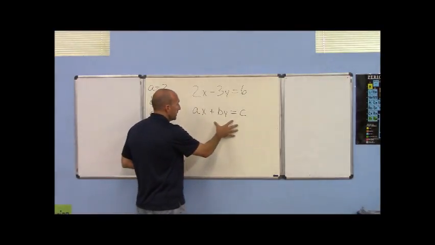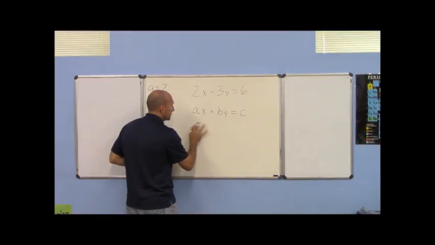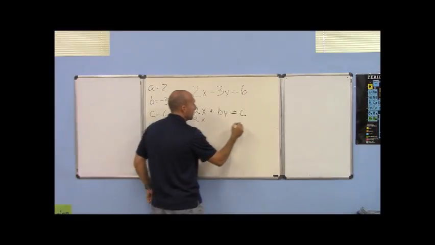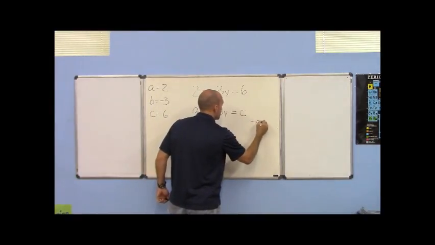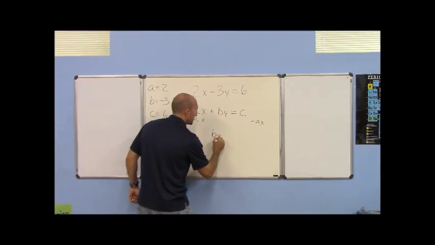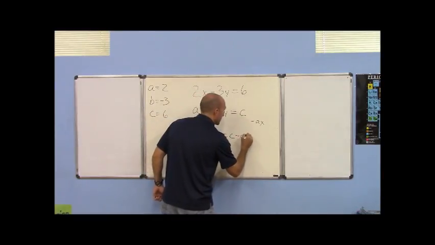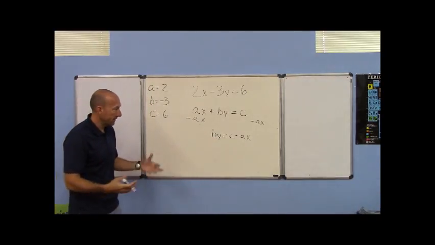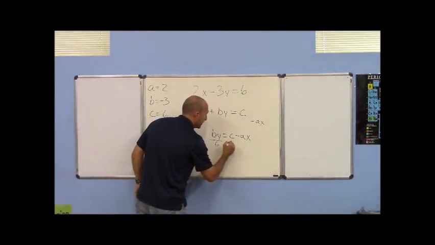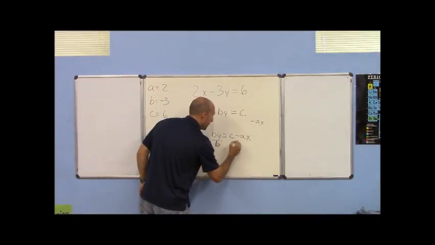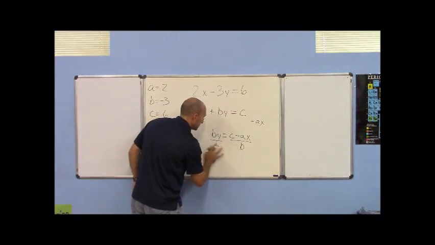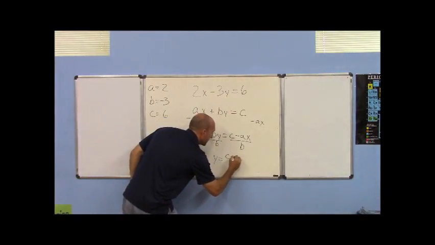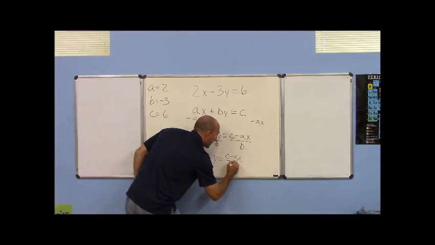So what we will want to do here is go back a little bit. We're going to subtract ax from both sides, so we end up with by equals c minus ax. And y needs to be by itself with nothing attached, so we're going to divide by b on both sides, so that y equals c minus ax divided by b.